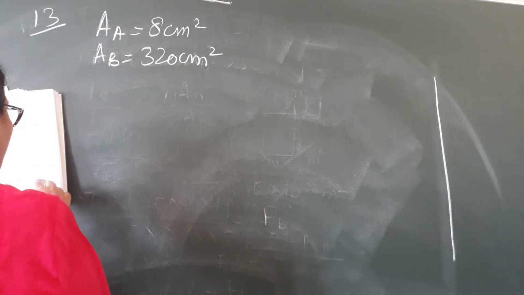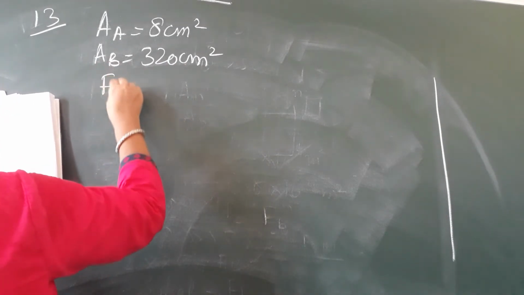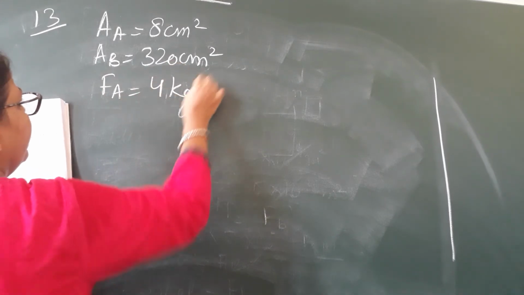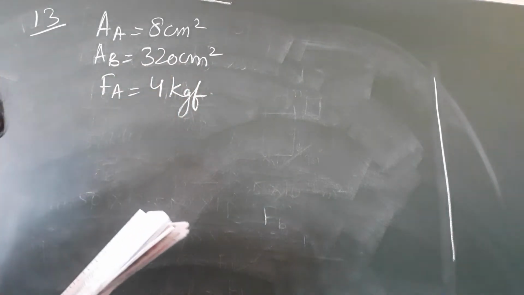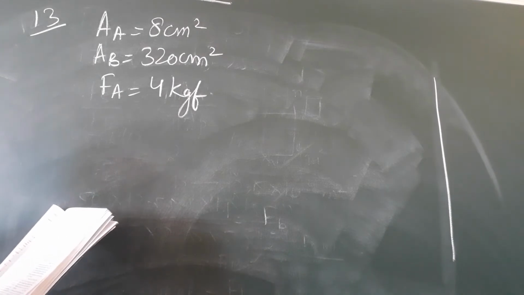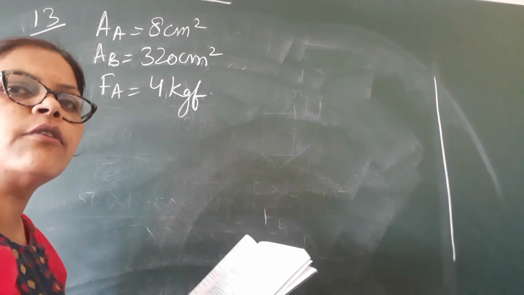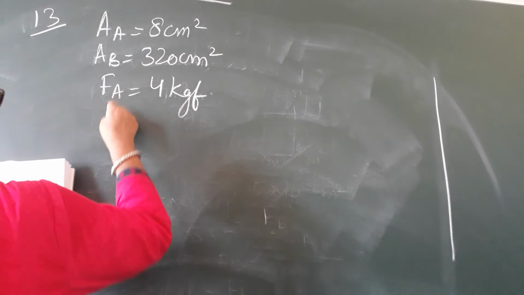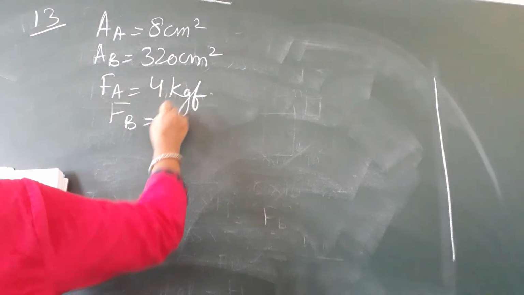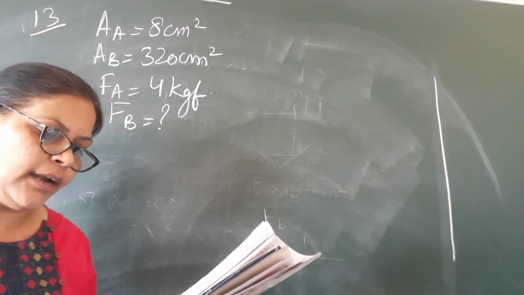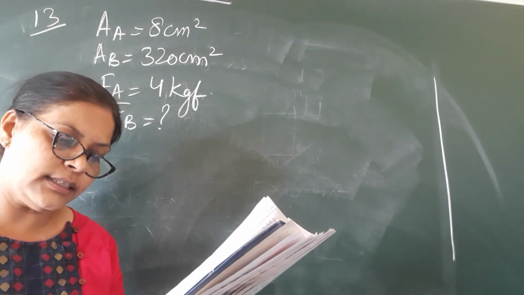Then there is a mass of 4 kg on A. So force on A is 4 kg, but you can write it as kgf, not kg. We assume the mass to be the force of gravity, so we write down here FA as 4 kgf, and we have to find FB. Okay children, again the principle of hydraulic machines, but this question has 3 parts.